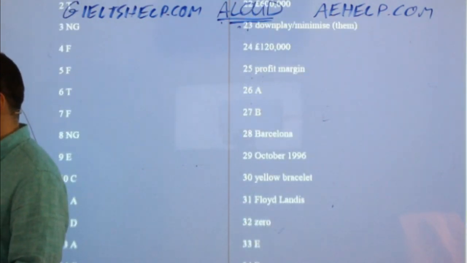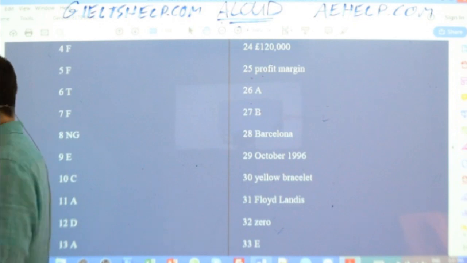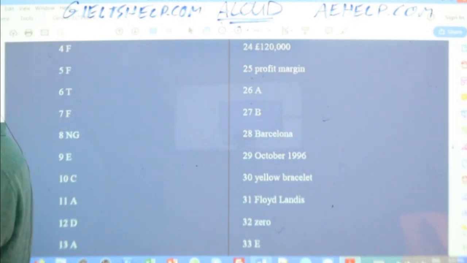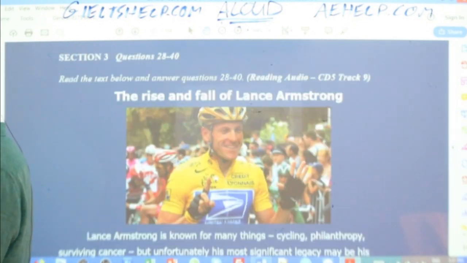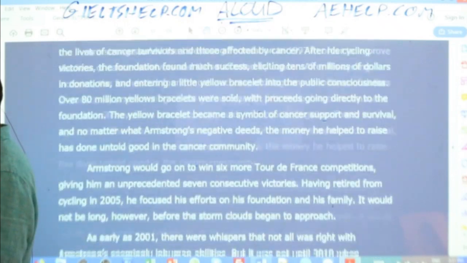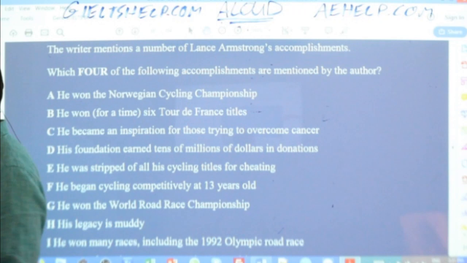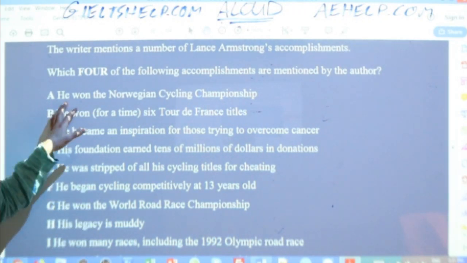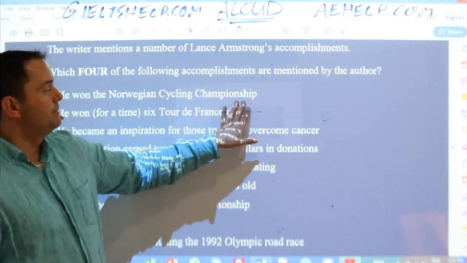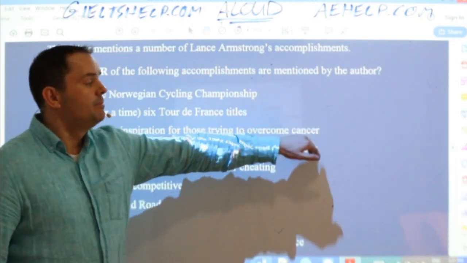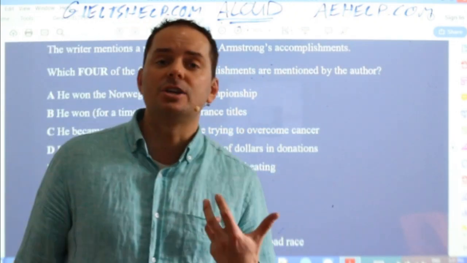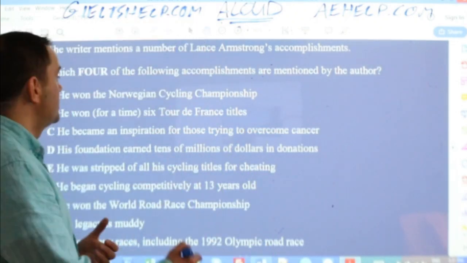A student just asked, why was A an incorrect answer? And I'll show you that very quickly. So we'll just hop back here to the very end. So the student says, why is this? He won the Norwegian cycling championship. Why is that incorrect? Because there is no such event as the Norwegian cycling championship.